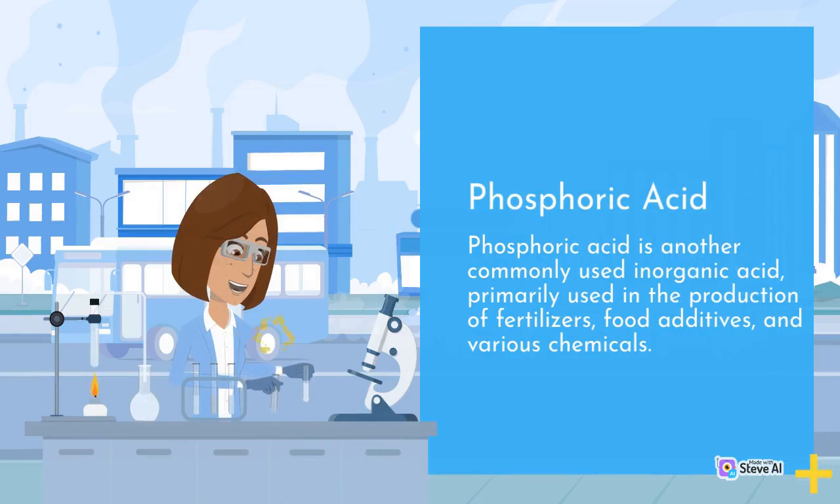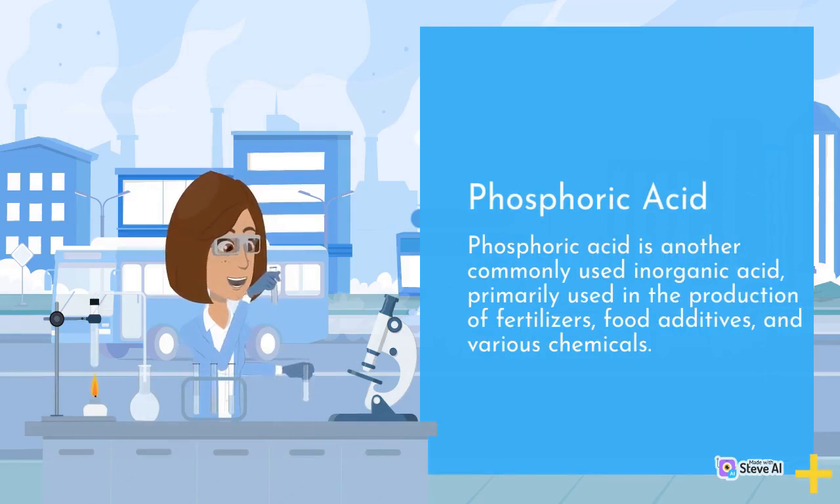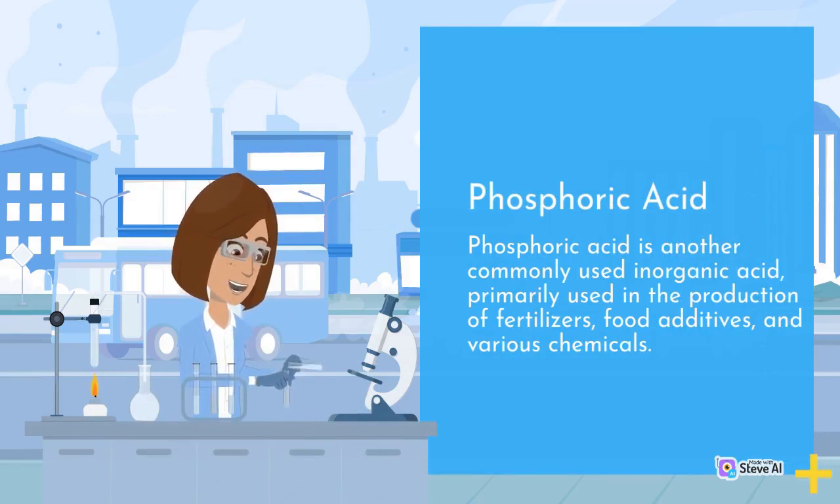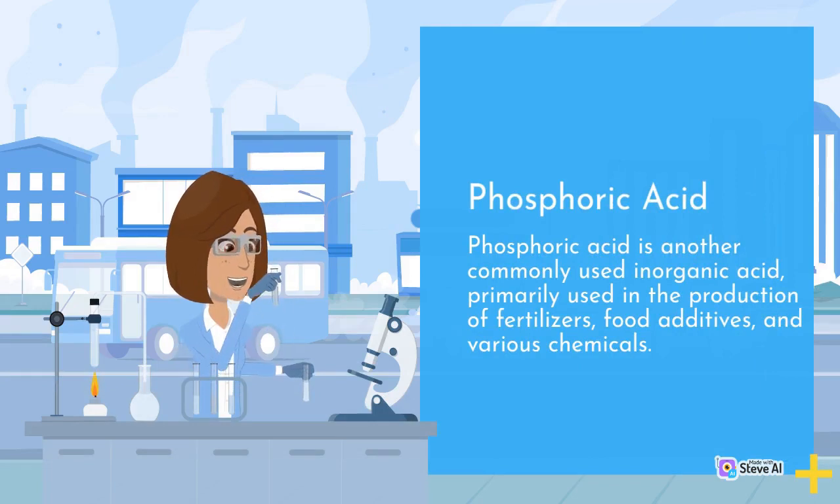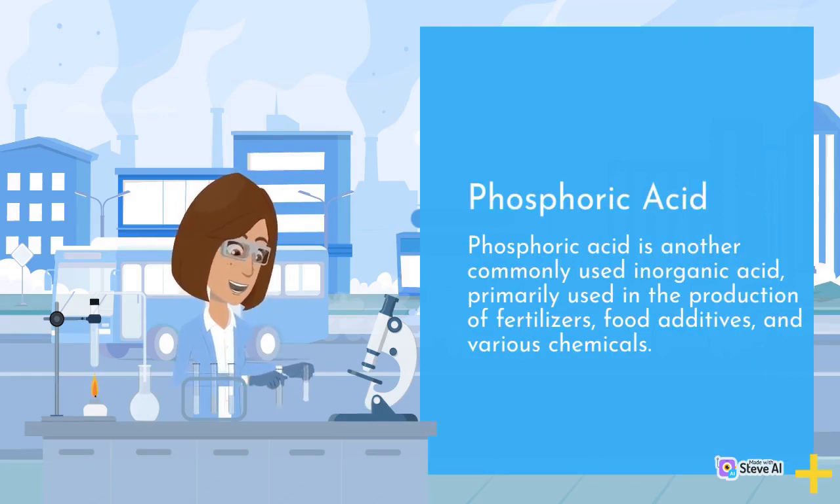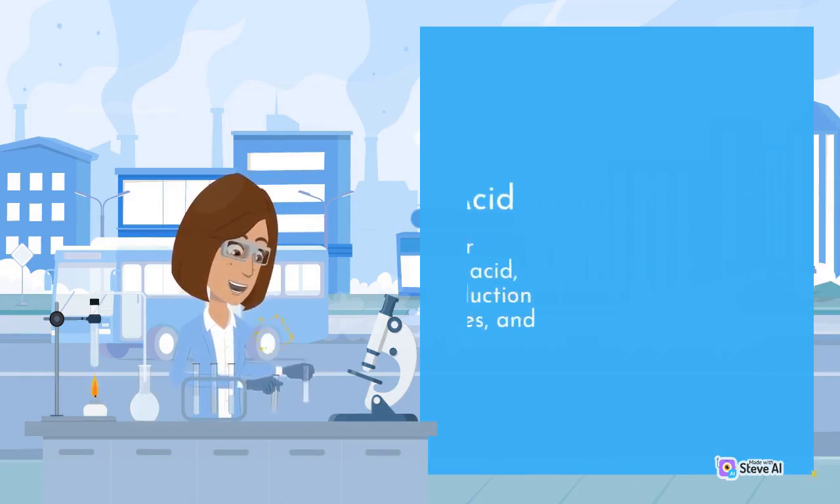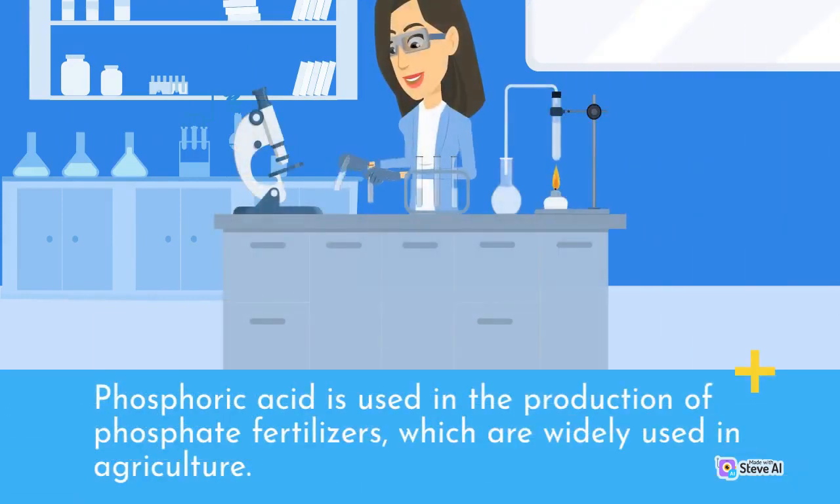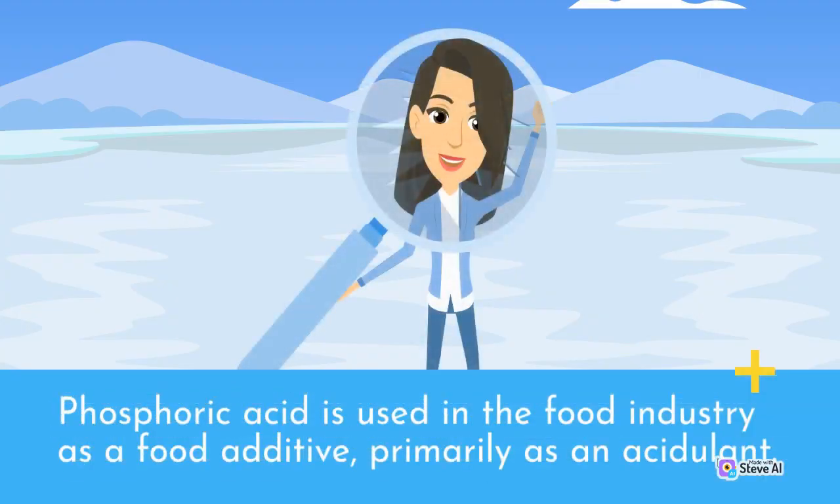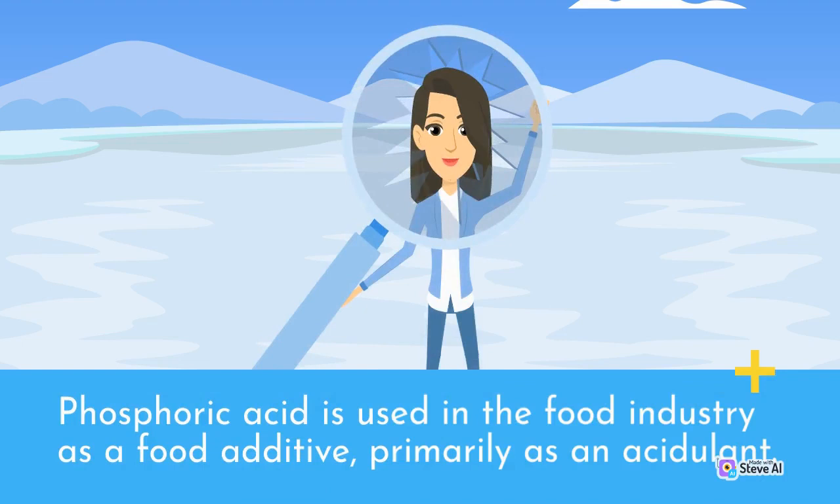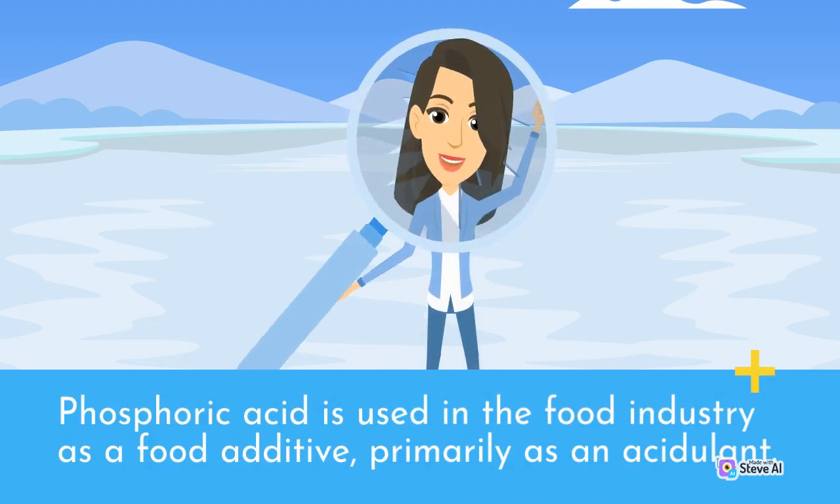Phosphoric acid. Phosphoric acid is another commonly used inorganic acid, primarily used in the production of fertilizers, food additives, and various chemicals. Phosphoric acid is used in the production of phosphate fertilizers, which are widely used in agriculture. Phosphoric acid is used in the food industry as a food additive, primarily as an acidulant.